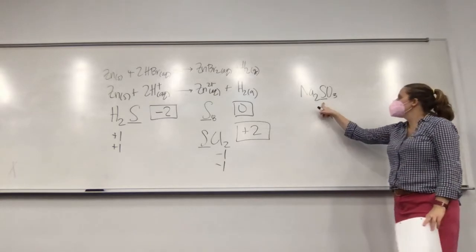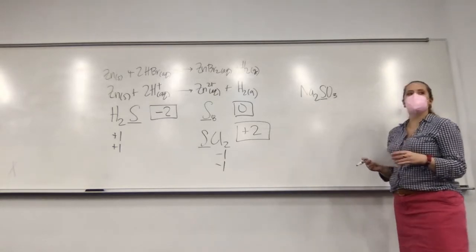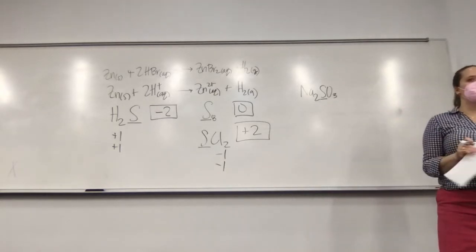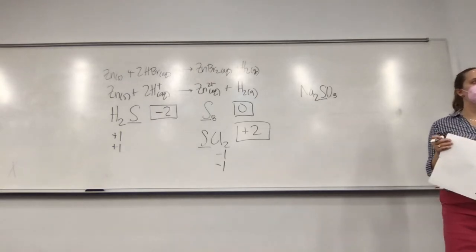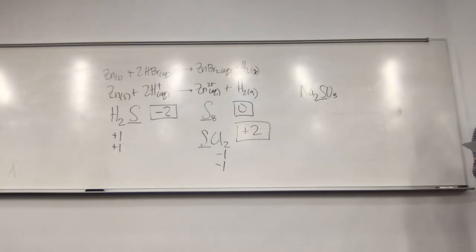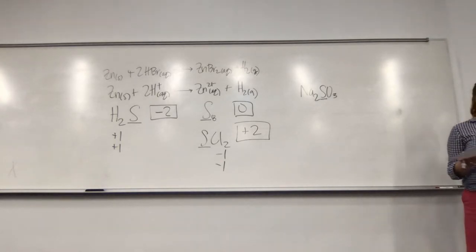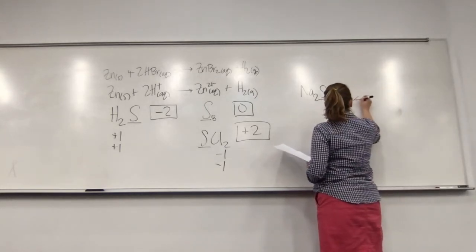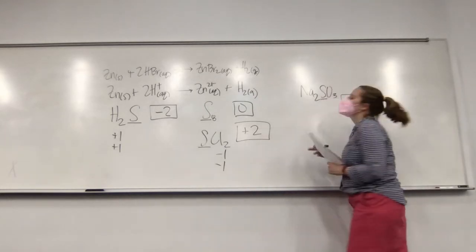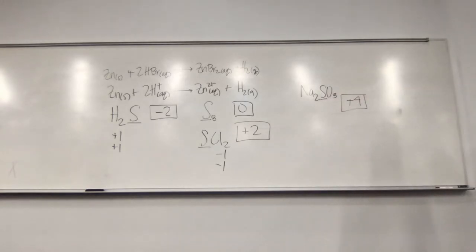So for this one, what do you get? +4. Some of you are very confident in that. For those of you who are still giving me the I don't really know face, what questions do you have about assigning oxidation numbers?